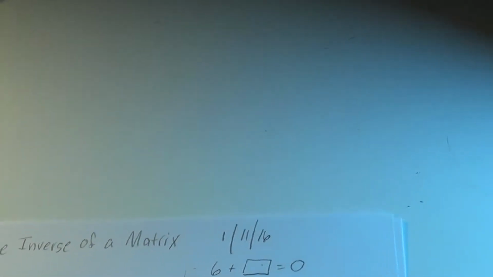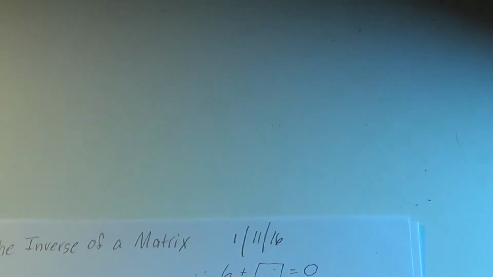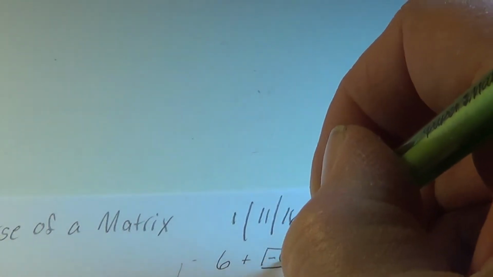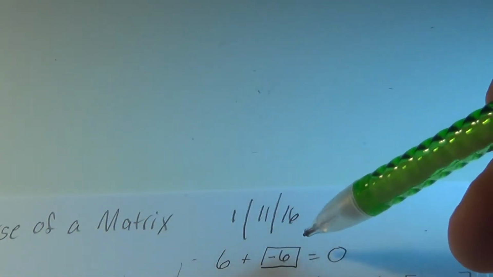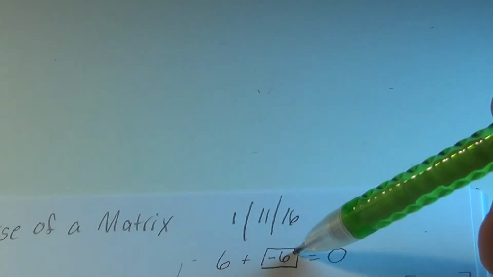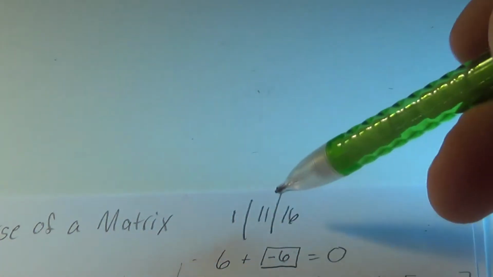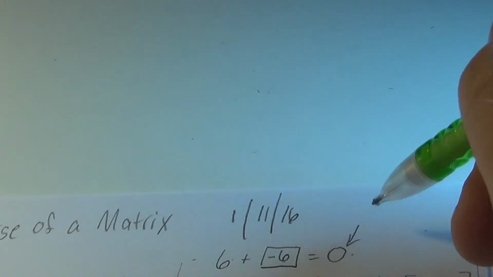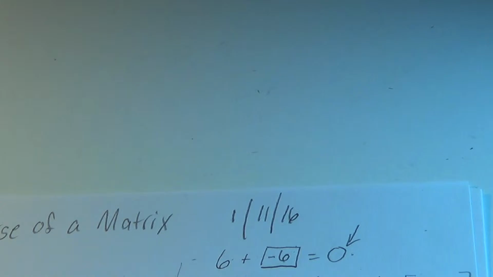Suppose we had a number like 6, and I want to add something to it to give me 0. So 6 plus something equals 0. Obviously it's -6. So we have been told in the past that -6 is the additive inverse of 6. It's what you add to 6 to get 0. And 0 is called the identity for addition.